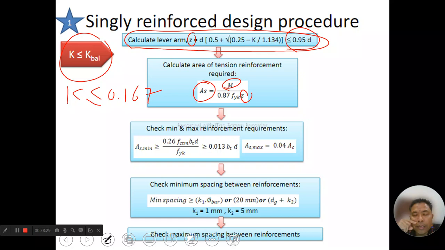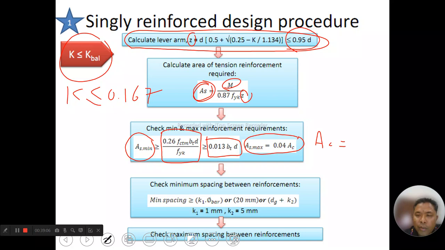And after you calculate that area, remember to check whether the area of As you provide meets the minimum and maximum area requirements. So that's why you have to calculate As minimum. As minimum must be more than or equal to this value, and this value must be more than this. The maximum value cannot be more than 0.04 Ac. What is Ac? Ac is the area of concrete, which is your concrete width times concrete depth. Because if your section is rectangular, this is your beam width, and this is your beam depth, your h. So that's why you get Ac to be b times h.